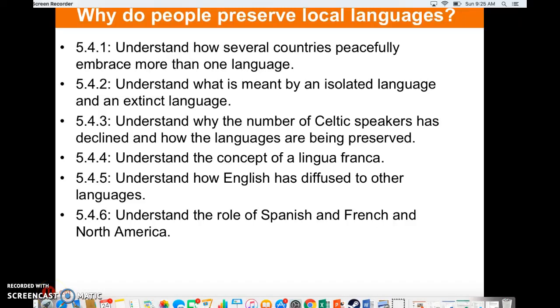In Chapter 5, Key Issue 4, we're going to focus on why people try to preserve local languages. We'll talk about how countries can peacefully embrace more than one language, and in our next unit we'll talk about how sometimes they don't. We'll talk about what an isolated language is, what an extinct language is, and we'll look at Celtic language as an example of an endangered language.